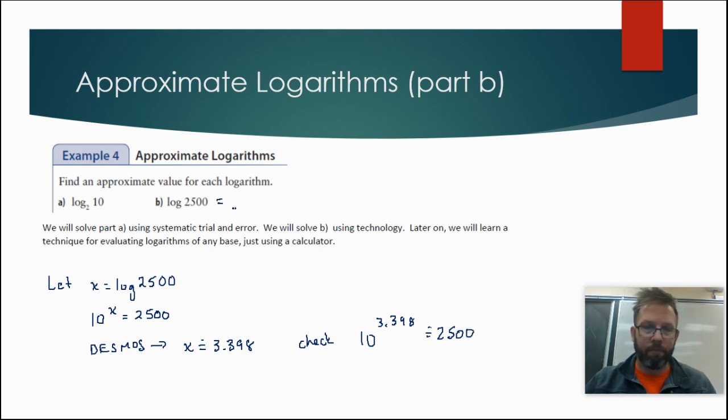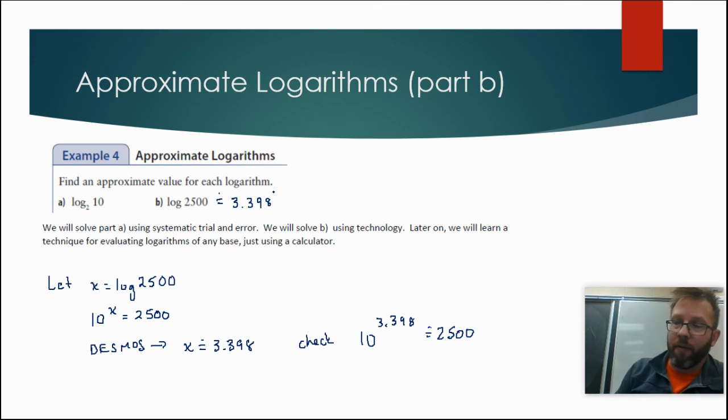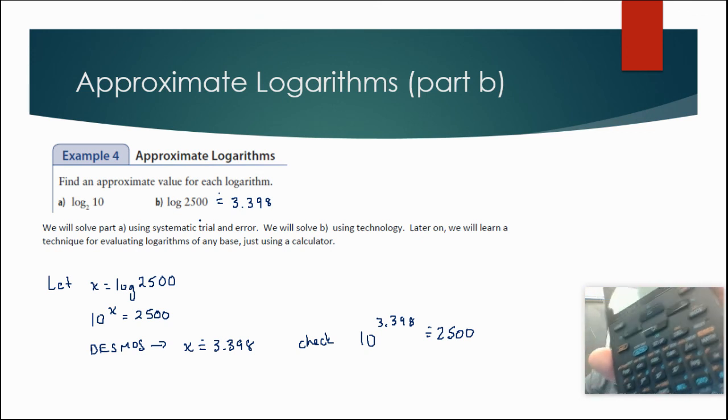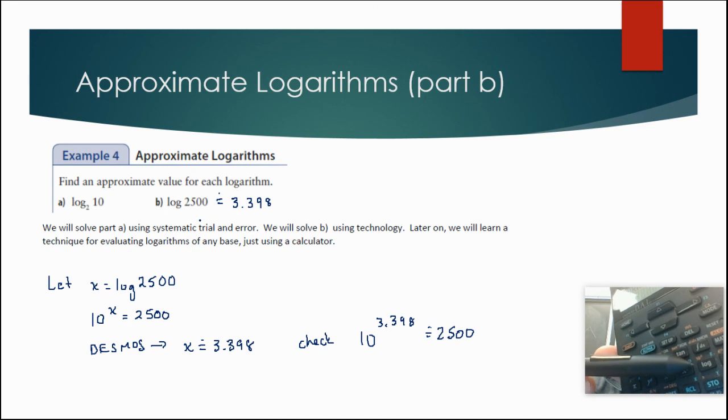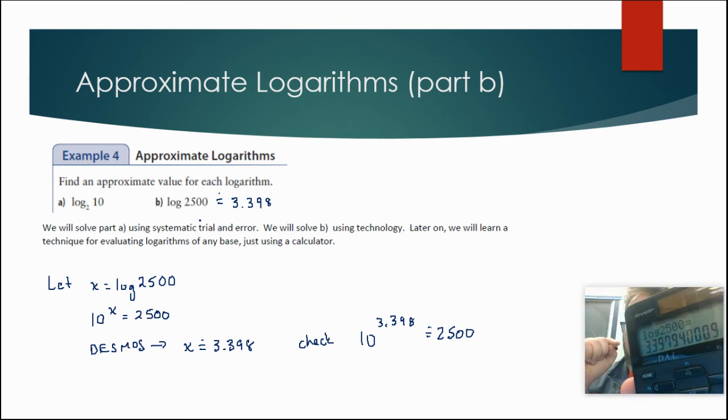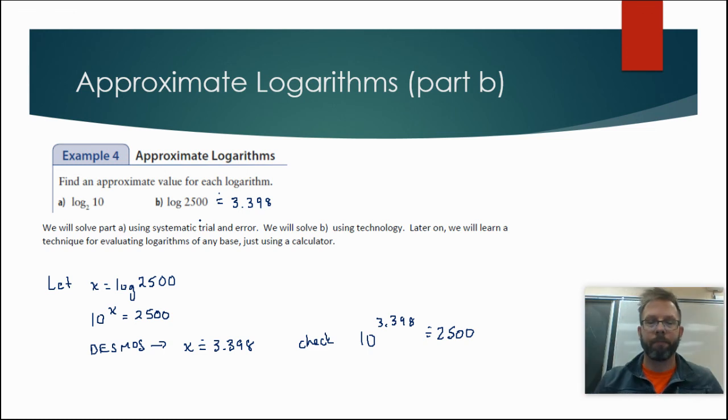So log 2500, about 3.398. Now I will say, we don't have the skills to do that yet. We're going to show you that in our next lesson, I believe. But log 2500, if you have a look at your calculators, you actually have a log button. You have a button for that common logarithm. Mine is right there. And you can just try this for yourself and put in log 2500. And we get 3.398. Yeah, so pretty cool.